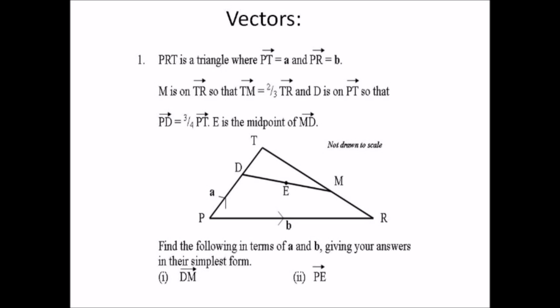Okay, and you have the diagram there, and it says find the following in terms of A and B, giving your answers in their simplest form. And you want to find vector DM first of all. Remember to use a triangle, and make sure you see where the vector is heading, then go from tail to head. And then for number 2, you have to find vector PE. So you have to draw that line in and use a triangle and see if you can solve it.